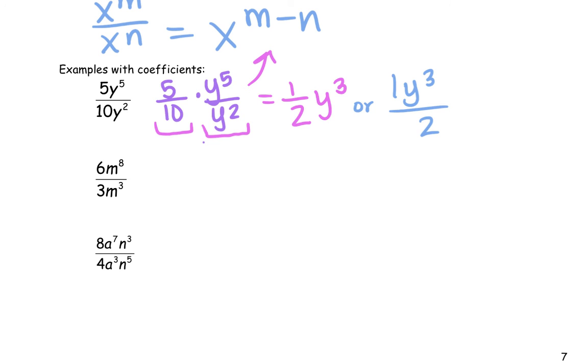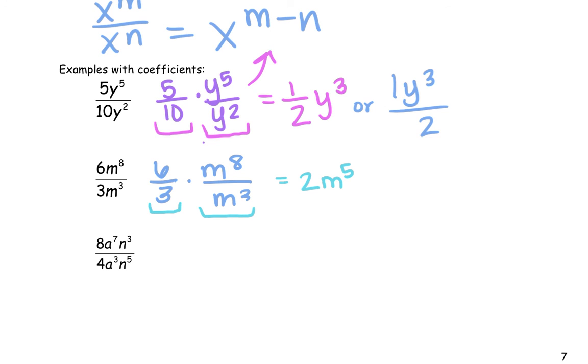Right, in the next example, I'm going to look at 6 divided by 3, and then I'm going to look at m to the 8th over m to the 3rd separately. So I know that 6 divided by 3 is 2, and m to the 8th divided by m to the 3rd, using the rule that we learned about dividing expressions with exponents, is m to the 5th power, because 8 minus 3 is 5.